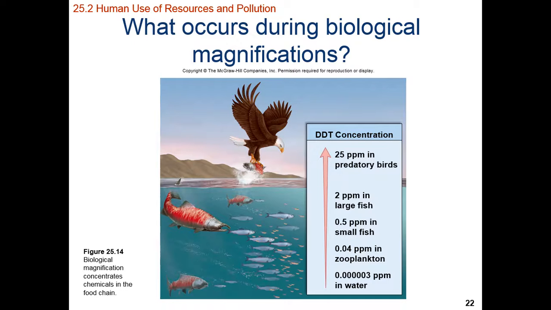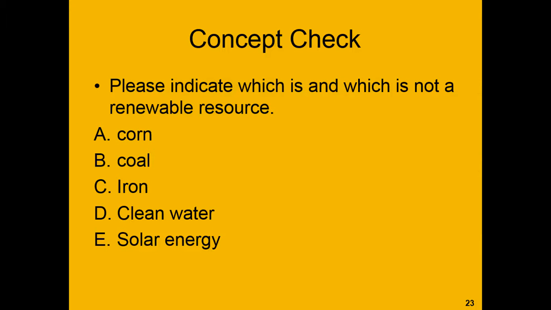Concept check, class. Please indicate which is and which is not a renewable resource. We have coal, corn, iron, clean water, and solar energy. Go ahead and pause this video and get me an answer right now. 5, 4, 3, 2, 1.